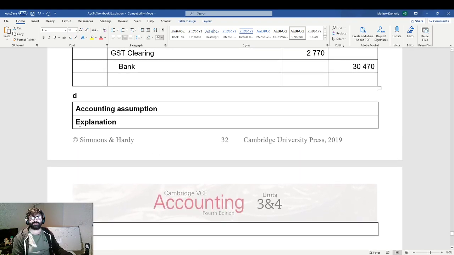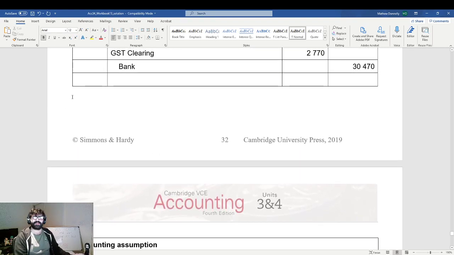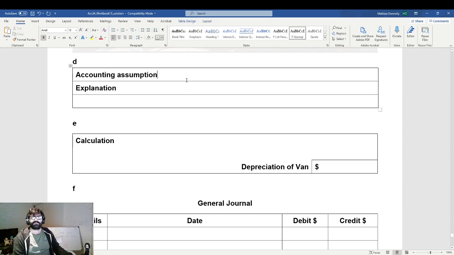Let's move to D. I'll just create a new page for D. So D. Referring to one accounting assumption, explain why the entire cost of the van cannot be treated as an expense in the year ended 30th of June 2025. And we're going to go with the period assumption.